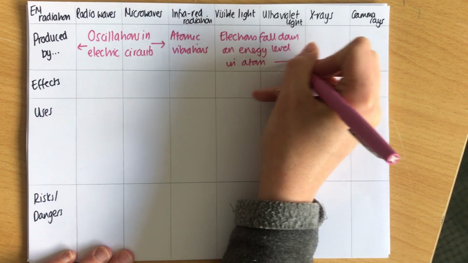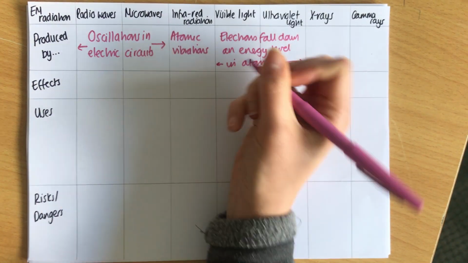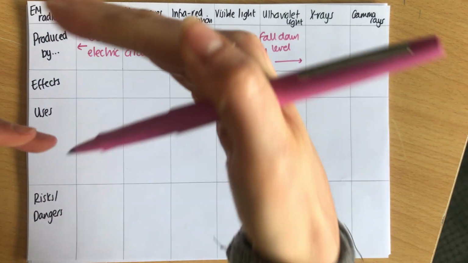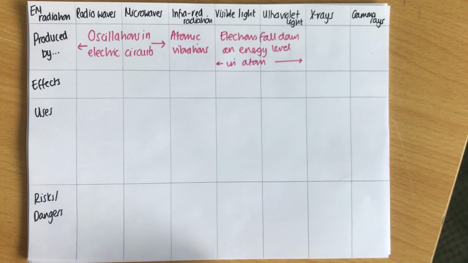So in GCSE chemistry, you'll be learning that electrons exist in different energy levels. If an electron falls down to a lower energy level, it will release a photon. Look at my previous video for that. A photon of light, and that will be either visible light or ultraviolet light, sometimes X-ray, sometimes infrared, but usually in these 2.